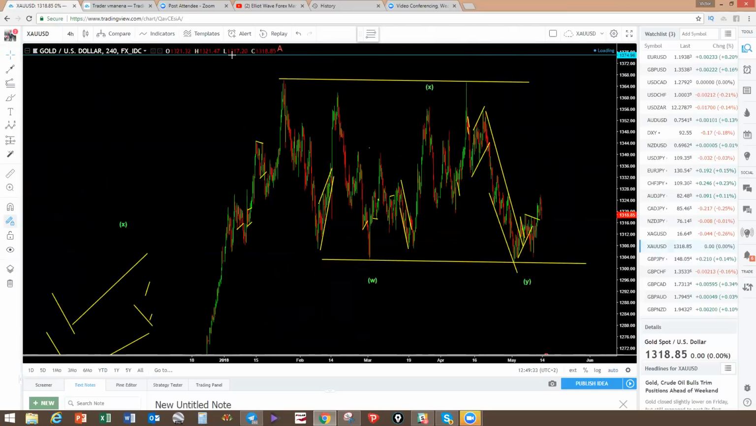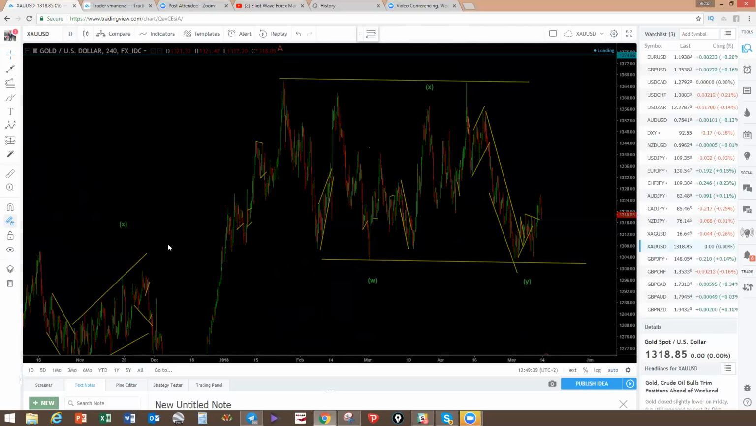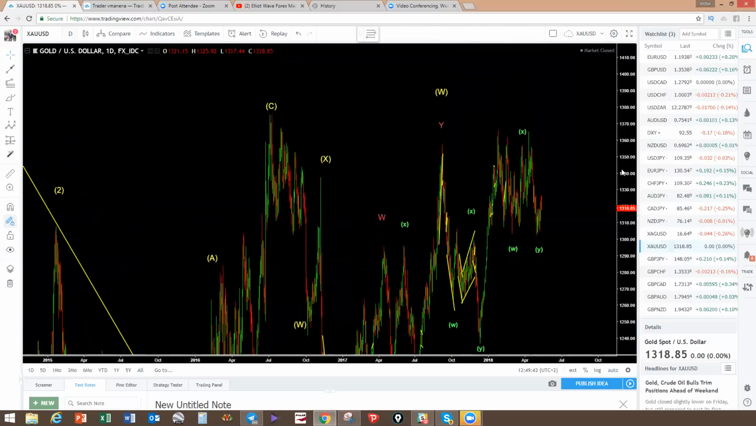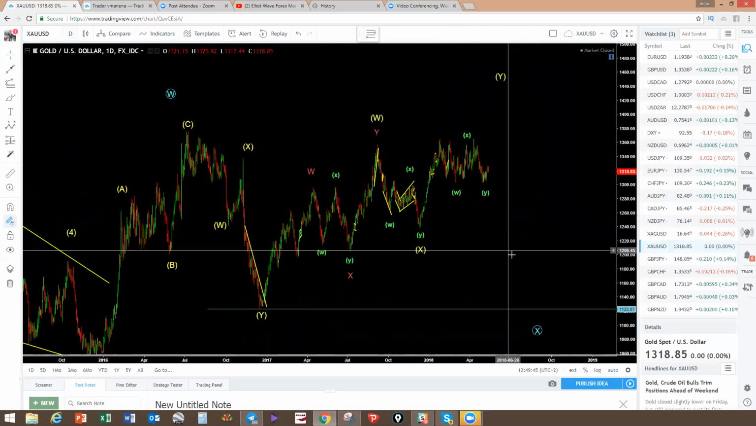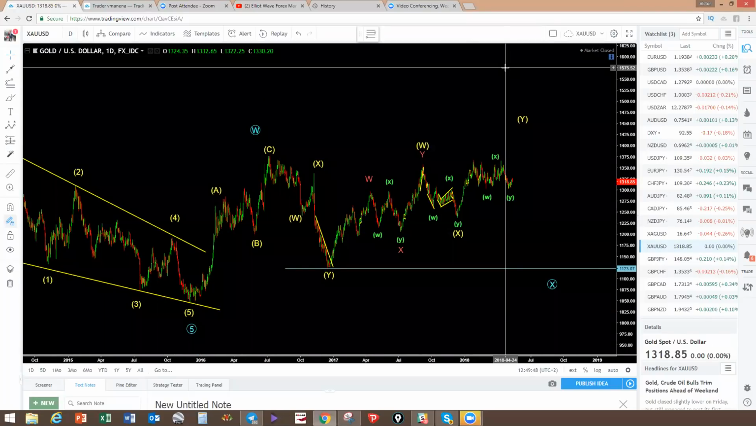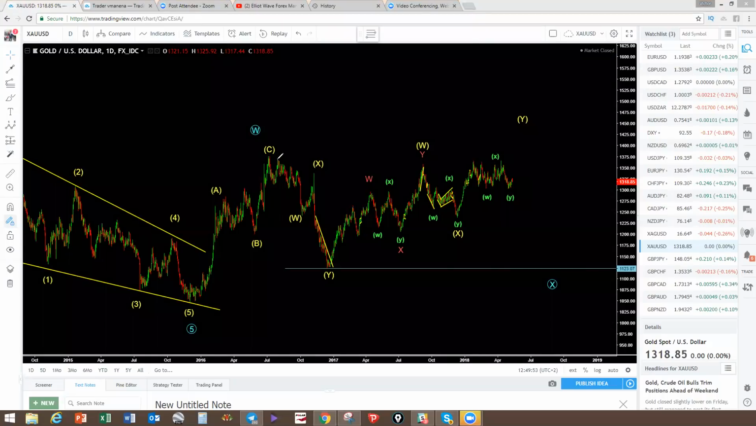Okay, gold, very interesting higher degree structure. Let's go daily here. Okay, so I'm looking at the daily structure and this one is very clear. Okay, so let's look at this here. We're looking at this piece now.